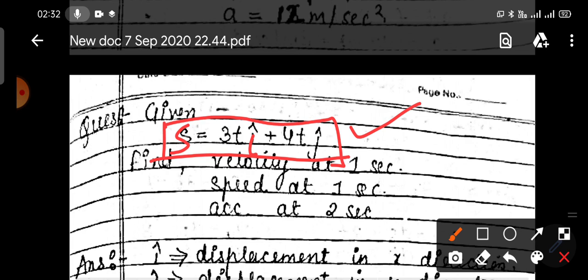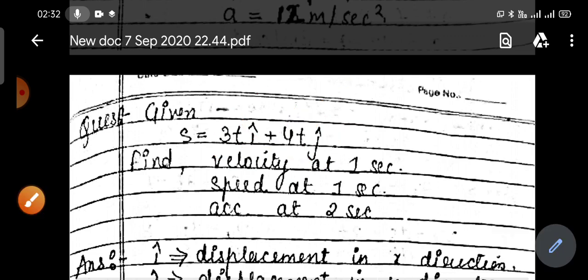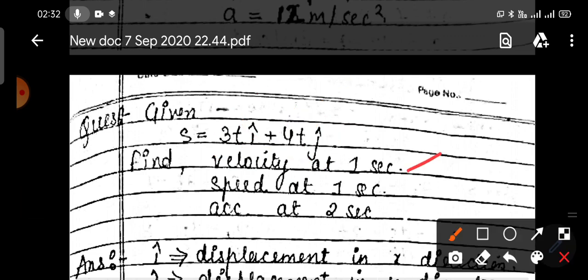So this equation means its displacement in x direction is 3t, and displacement in y direction is 4t, because i hat is the unit vector in the x direction and j hat is the unit vector in the y direction. So displacement in x direction is how much? 3t. Displacement in y direction is 4t. Now what you have to find out? We have to find out the velocity at 1 second, speed at 1 second, and acceleration at 2 second. Correct?